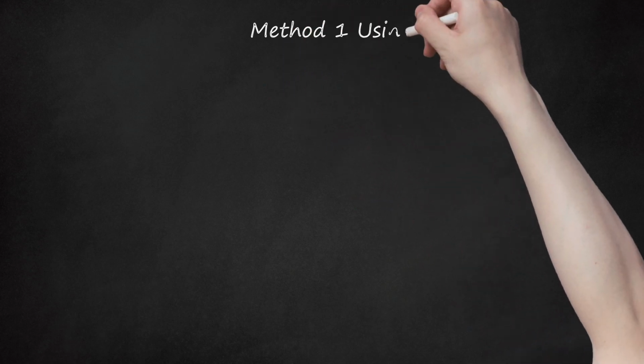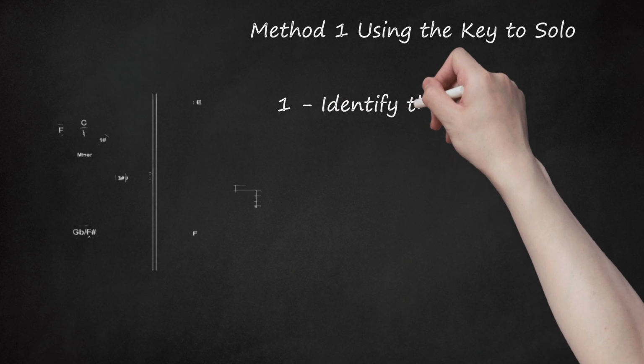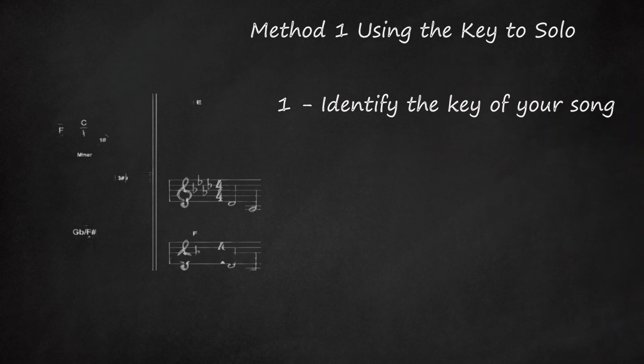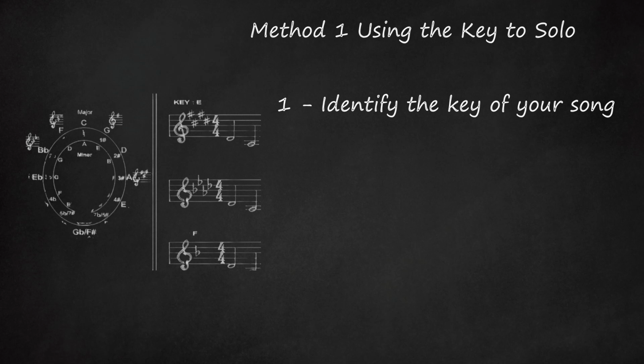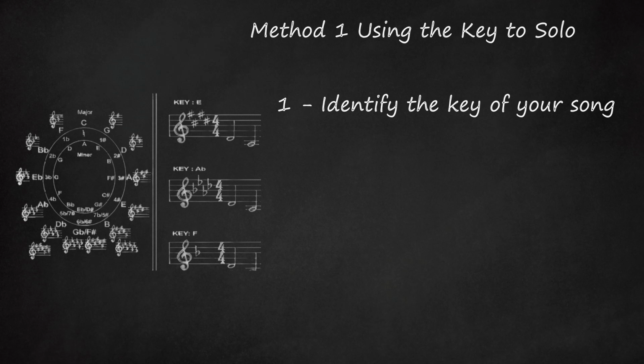Method 1. Using the key to solo. 1. Identify the key of your song. The most common way of checking the key signature of the song you are in is by observing the notation in the clef at the beginning of your music. This will either have a number of sharps, flats, or nothing at all. This will help you identify the key.